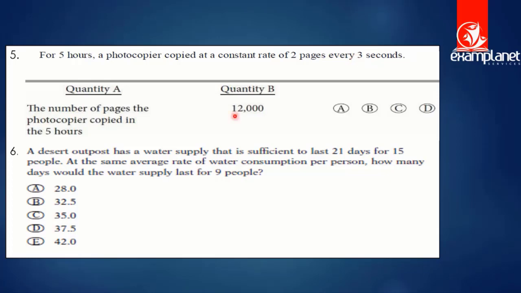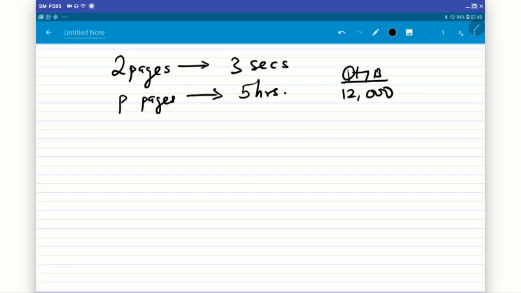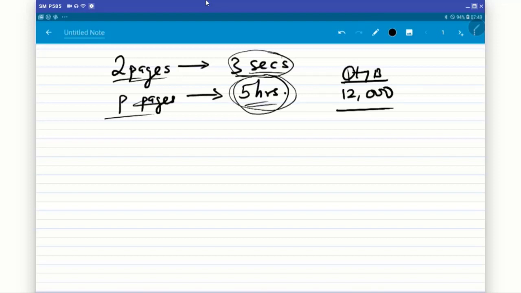So now let's see the solution to this. 2 pages to be done in 3 seconds, then P pages in 5 hours. So what's our P compared to 12,000? Don't forget that a proportion is simply a statement of two equal ratios, so it's still about ratio. We can see that seconds and hours are not the same unit, so we have to make sure that these two are in the same unit. Here we have two different units, seconds and hours, so we have to first change this one to seconds as well before we can solve the problem.